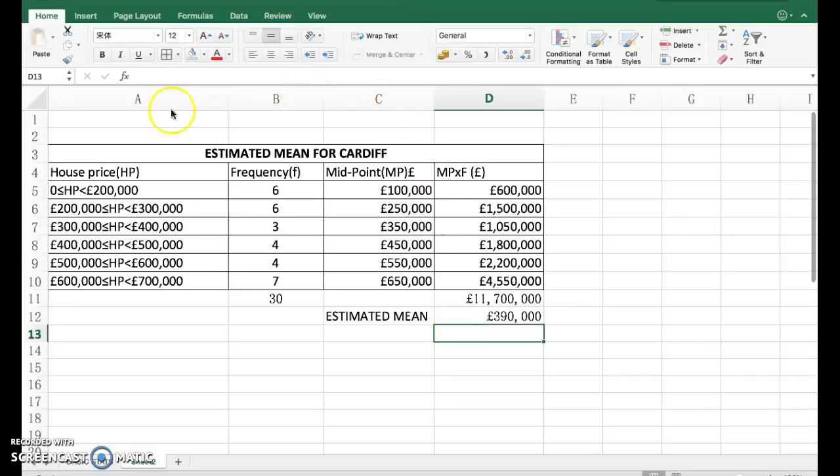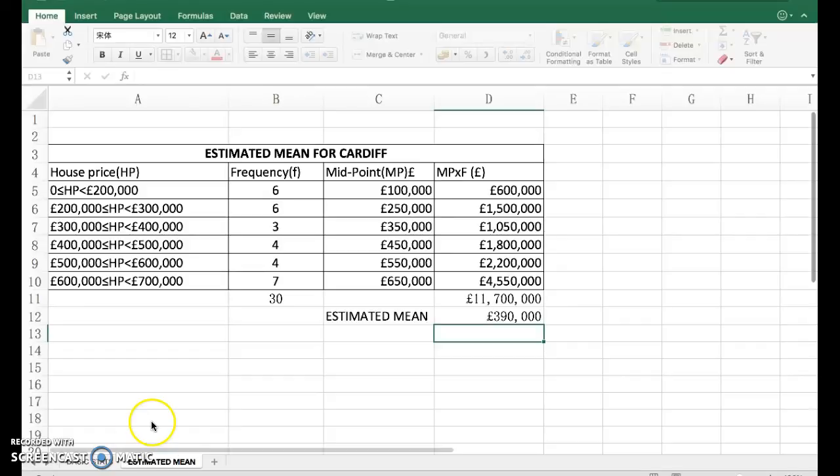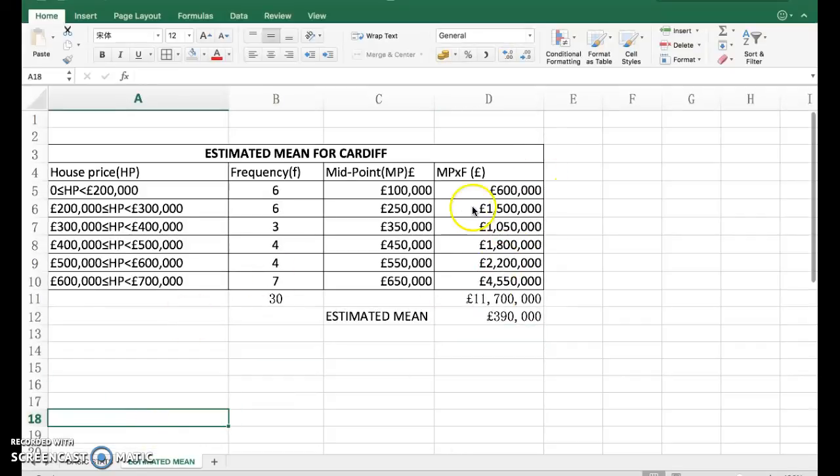We're also going to use this information to create some charts in the next tutorial. So open this up, go onto here. Sorry, I should have named that there. You'll see it called estimated mean at the bottom. Have a go at calculating the estimated mean whilst following this tutorial.